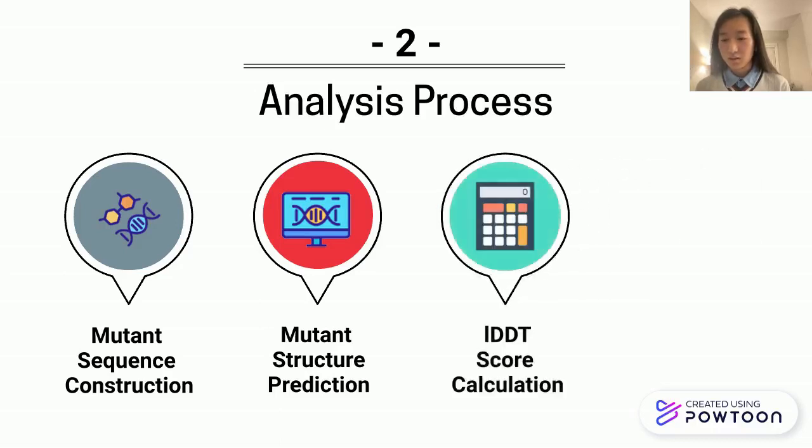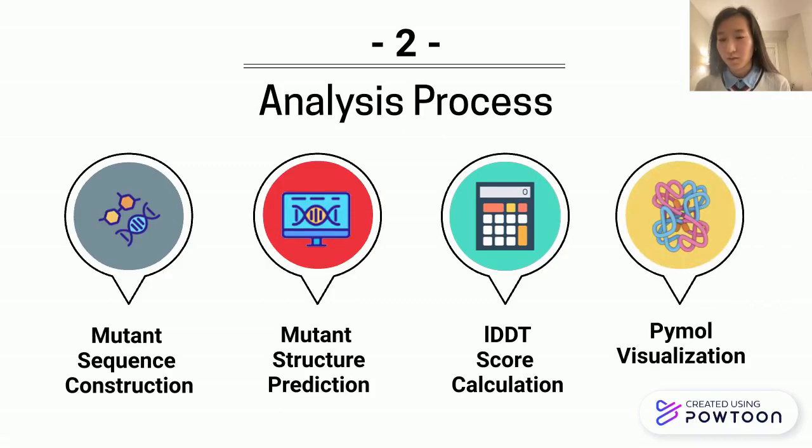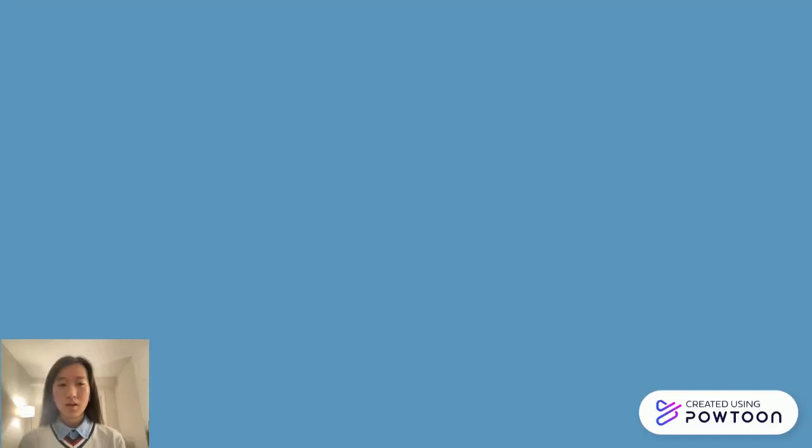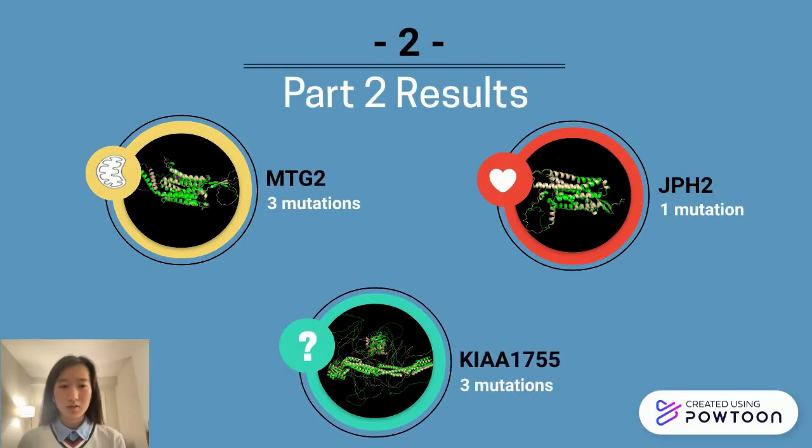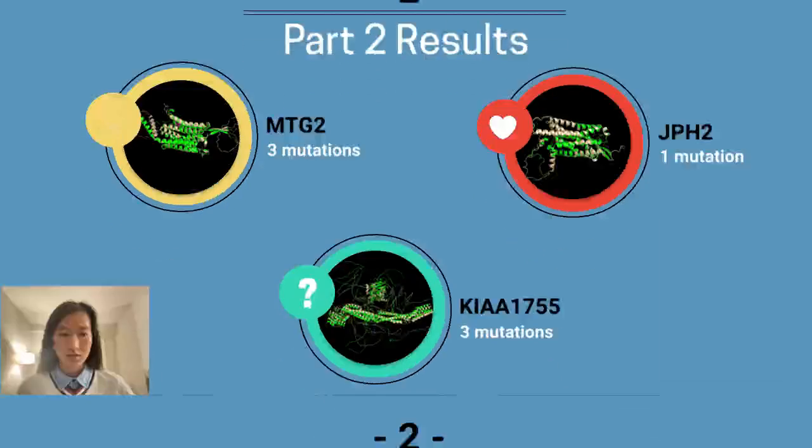Third, the local distance difference test, also known as the LDDT scores, were calculated for the wild-type and mutant structures to understand how much a mutation affects the global structure, where a value close to 1 indicates high similarity. And finally, the structures were visualized in PyMOL, and the SNPs were highlighted to study areas of the protein structure that are affected. Based on the availability of the wild-type structures, we narrowed down our studies to 3 proteins and their mutants.